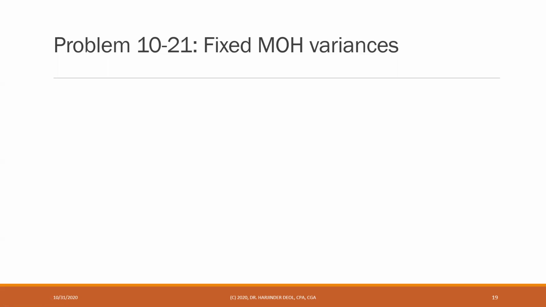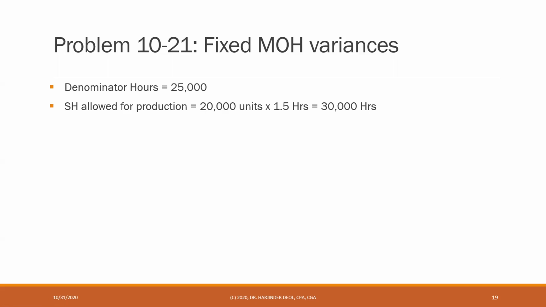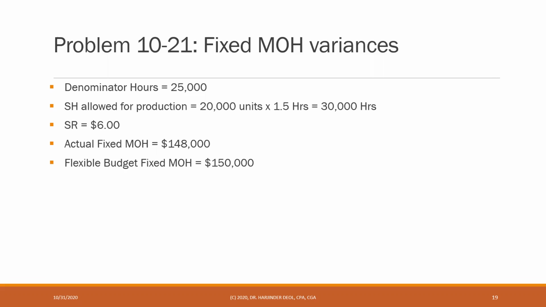Looking at the fixed manufacturing overhead variances, the denominator hours for this company were 25,000. The standard hours allowed for production work out to 30,000 hours. The standard rate, according to the standard cost card, was $6 per hour for fixed manufacturing overhead. The actual fixed manufacturing overhead was $148,000, and the flexible budget fixed manufacturing overhead was given at $150,000.